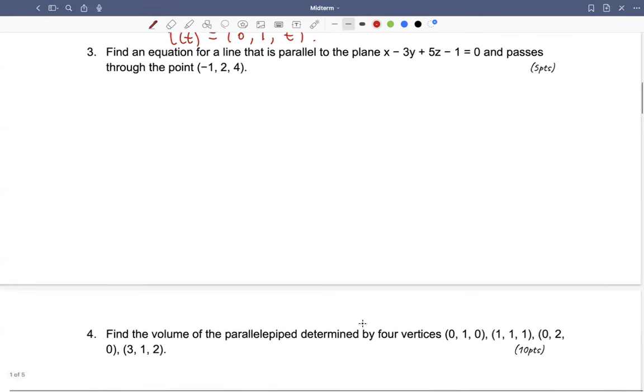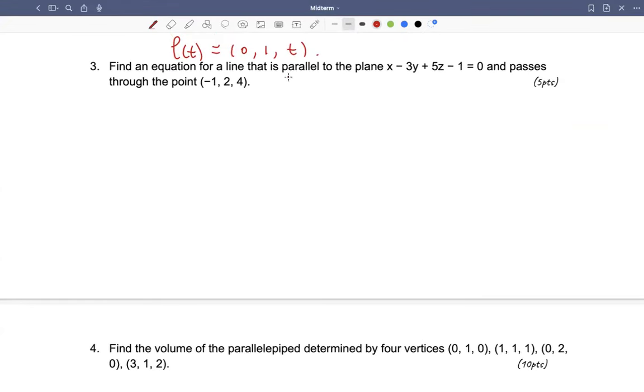Okay, three. We want to find the equation of a line parallel to this and passing through this point. So we have a plane, and a point (-1, 2, 4) somewhere. We just need to find a line parallel to this. What do we use? We're going to use the idea of a normal vector. How do we find this normal vector? The coefficients of x, y and z give a normal vector. This is just one of the infinitely many normal vectors: (1, -3, 5).